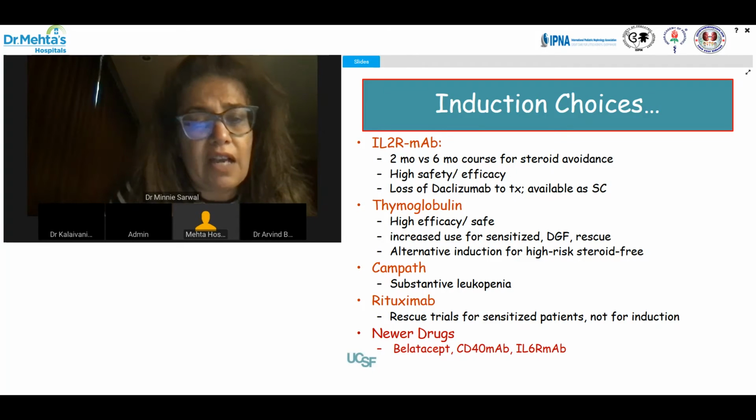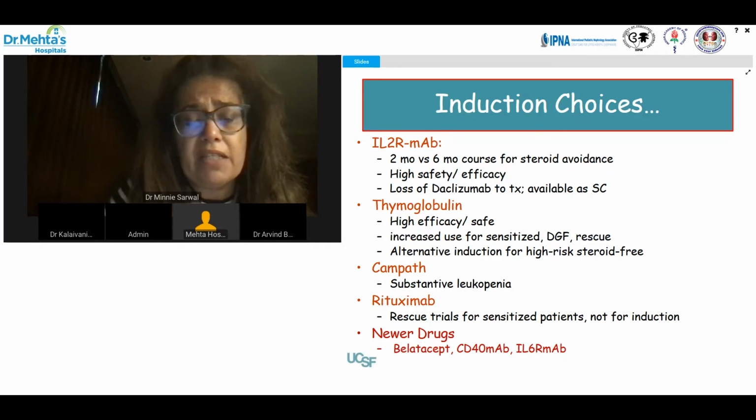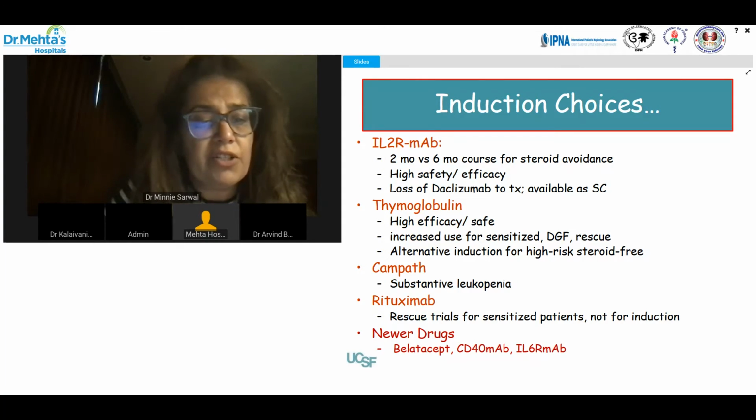Thymoglobulin is used for the highly sensitized patient. It's actually got high efficacy and, used carefully with immune monitoring and with 4 to 6 milligram per kilogram dosing, is actually fairly safe. We use it fairly frequently, as I said, for the highly sensitized patient, but also in patients with DGF, and also for rescue treatment for antibody-mediated rejection or very recalcitrant mixed T-cell and antibody-mediated rejection. And of course, in high-risk steroid-free patients, and since daclizumab is now no longer available, most steroid-free protocols in children are actually using short-dose thymoglobulin for induction.